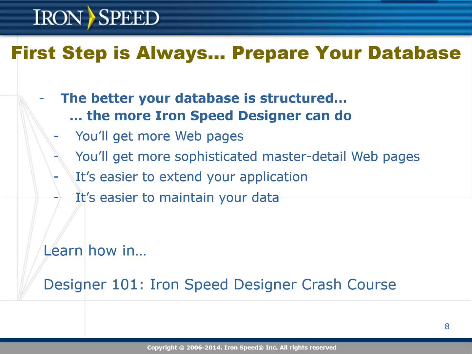A lot of things you can do in IronSpeed with the virtual foreign keys, the virtual primary keys, but if your database already has those in there, you're going to find that IronSpeed is going to generate more pages for you. Your drop-down list will be populated for you. You don't have to go there and do a lot of formulas, things like that, just so that it makes it easier for IronSpeed to determine what it is you want your database to do, and it will generate the pages for you.